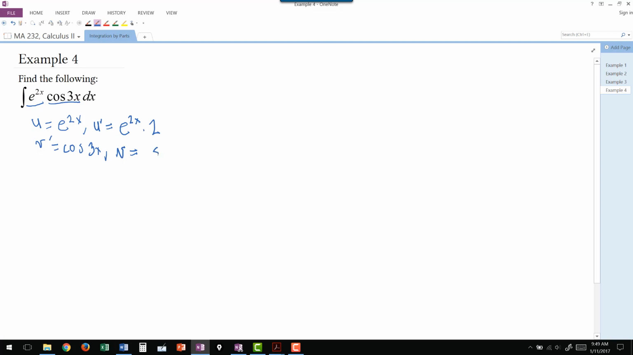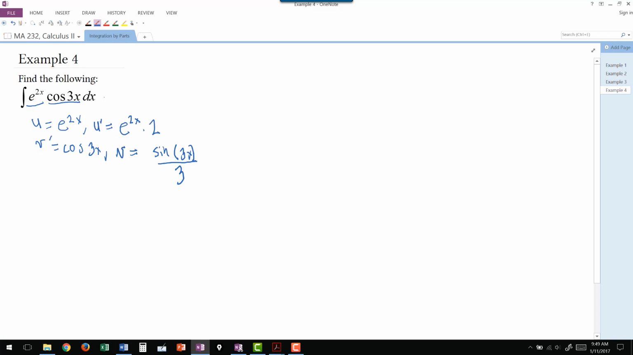That's going to be sine of 3x, because the antiderivative of cosine is sine. But then again, because of the chain rule, I have to divide the sine of 3x by 3. The reason is if I took the derivative of sine of 3x, I would get cosine of 3x times by the chain rule of 3. And so that 3 in the denominator will compensate for it and give me the proper v prime.